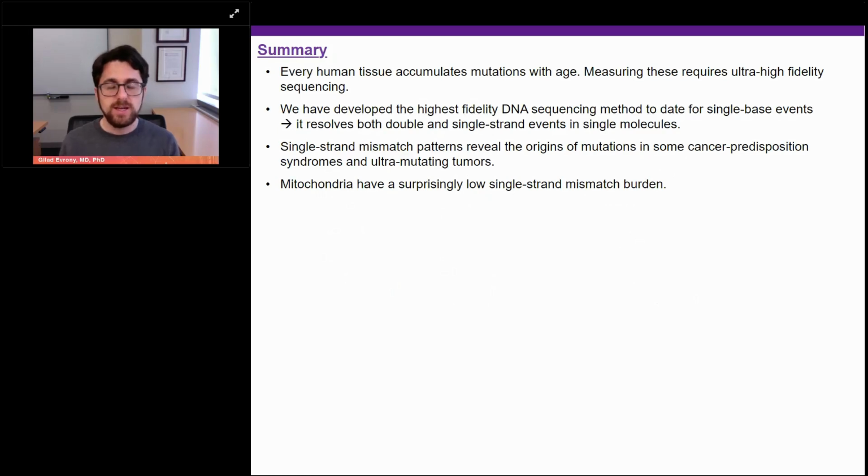So to summarize, every human tissue accumulates mutations with age, and measuring these requires ultra-high fidelity sequencing. We've developed the highest fidelity DNA sequencing method to date for single base changes, and we resolve for the first time not just double-strand changes to DNA, but also single-strand changes in single molecules. The single-strand mismatch patterns we see reveal the origins of mutations in some cancer predisposition syndromes and ultra-mutated tumors, and mitochondria have a surprisingly low single-strand mismatch burden.